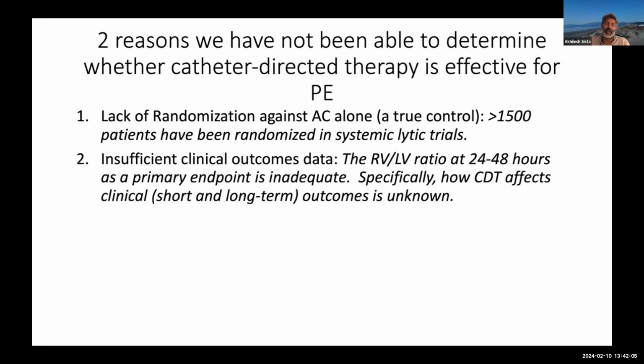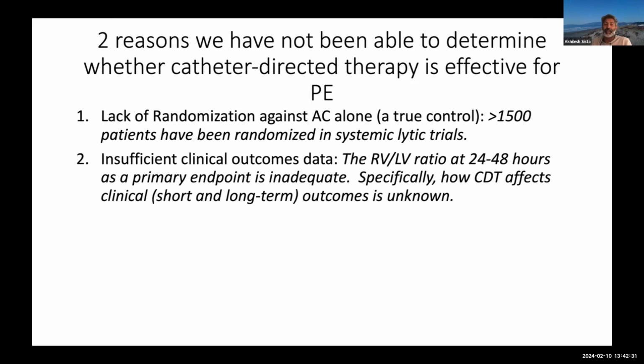The first is that we haven't had enough patients randomized against anticoagulants alone. So if you look at the systemic thrombolytic trials over the past 2 decades, over 1,500 patients, probably more than that, have been randomized. You look at the Ultima and Canary, and we're talking about 150 or 160 patients total. So really an order of magnitude fewer patients have been randomized in CDT trials for intermediate risk PE. That needs to be corrected.